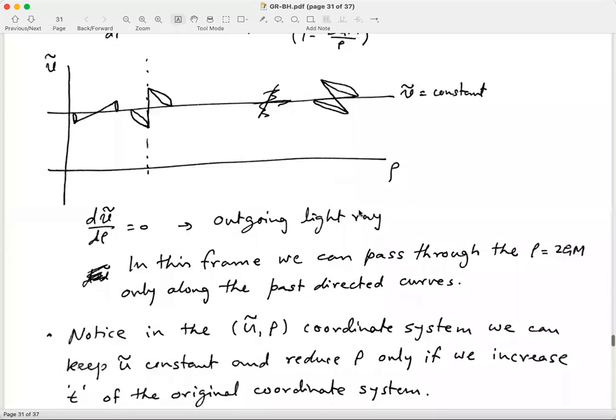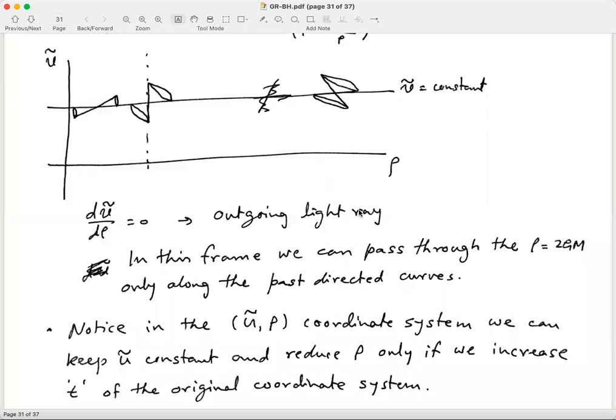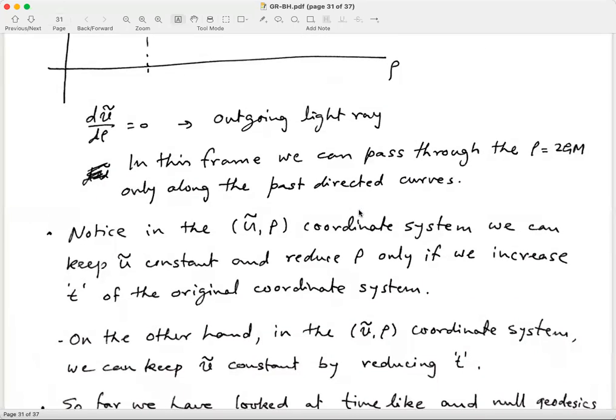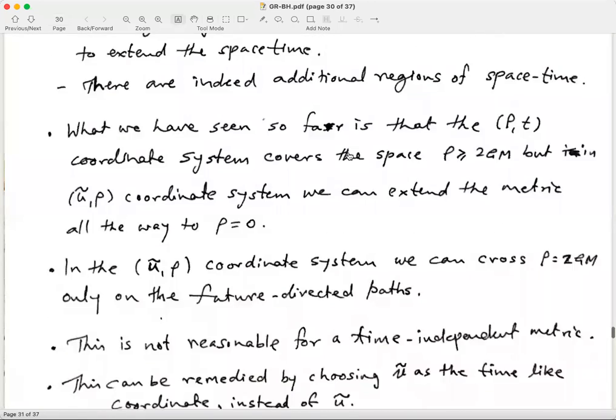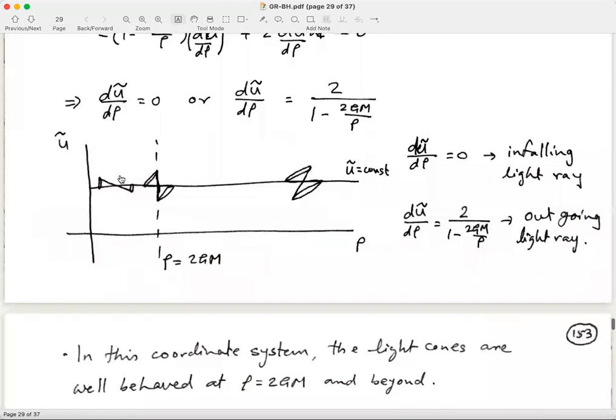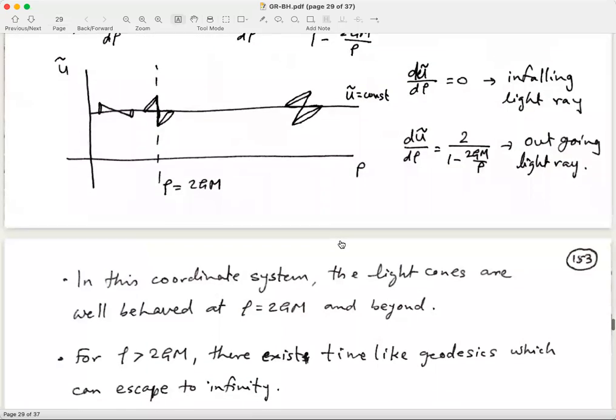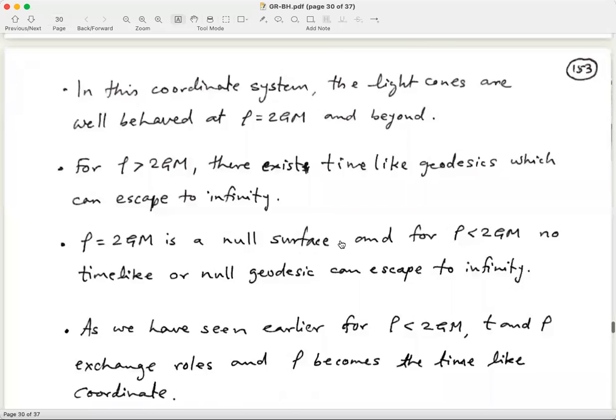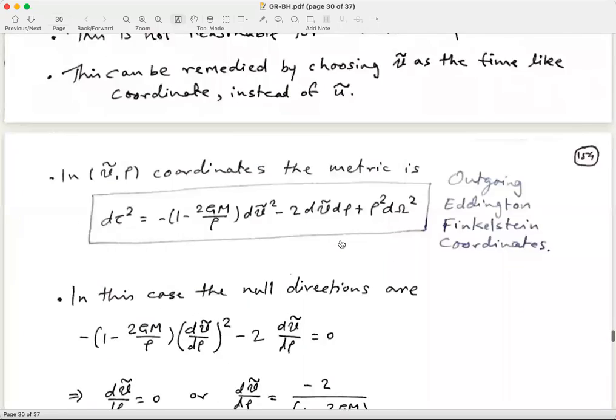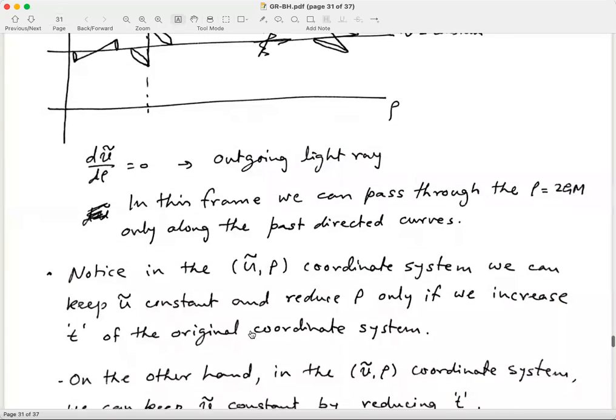Yeah. So coming back to this coordinate system, suppose you look at the u tilde, rho coordinate system. Then we can keep u tilde constant and reduce rho. So that is this geometry: you keep u tilde constant, that means this horizontal line, but reduce rho as the time ticks forward. So that's the statement: if you increase time of the original coordinate system, you can reduce rho by holding u tilde constant.